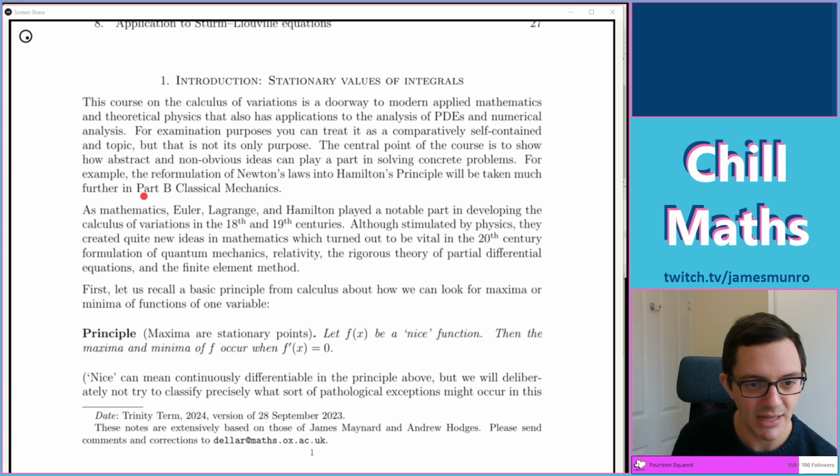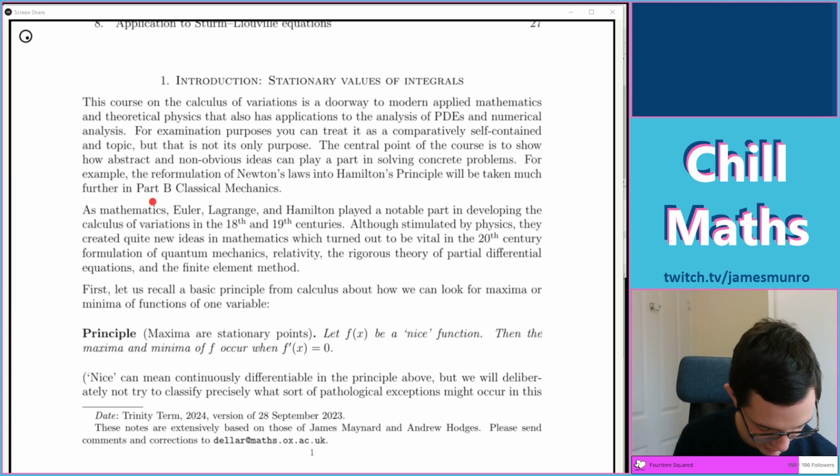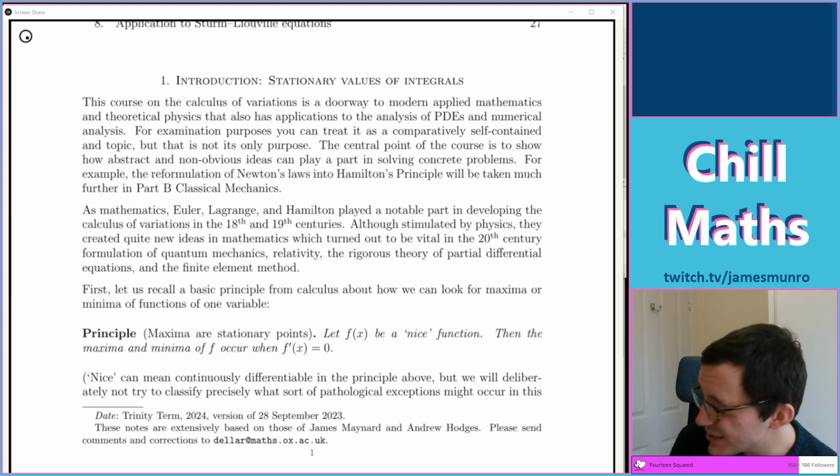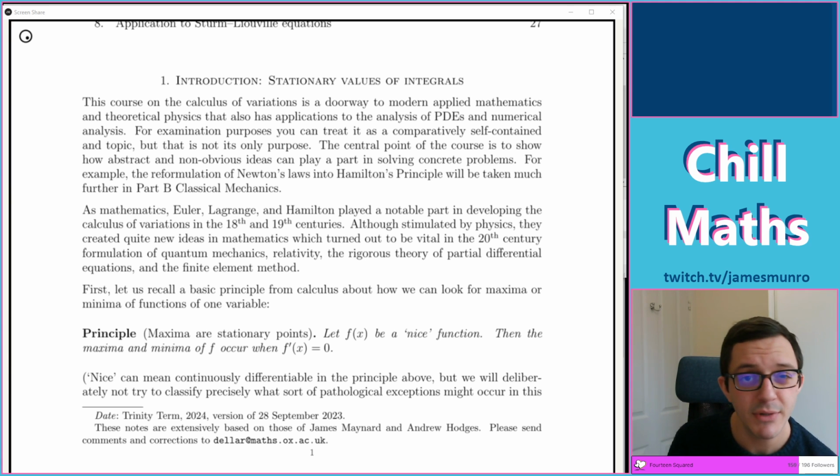Much further in Part B, so this is third year classical mechanics. I don't know if any of my students are planning to do Part B classical mechanics, but it'd be nice for them to have the option to do so, so nice for them to get ahead. These short courses that we're doing in the summer term are supposed to be helping students get ready for third year courses, or pick up a little bit more unrelated maths. So there's some on techniques that will be useful in third year, and there's some on just graph theory, number theory, stuff without any prerequisite knowledge.